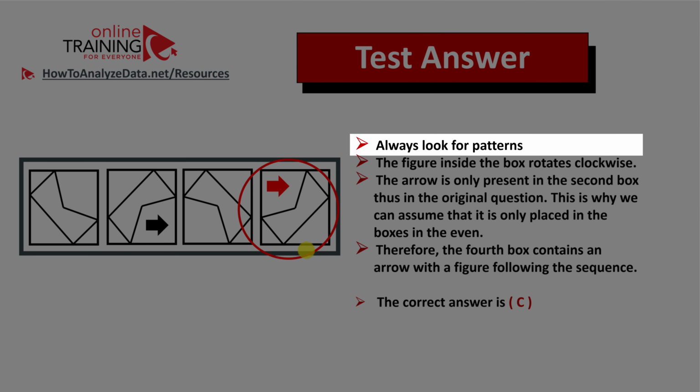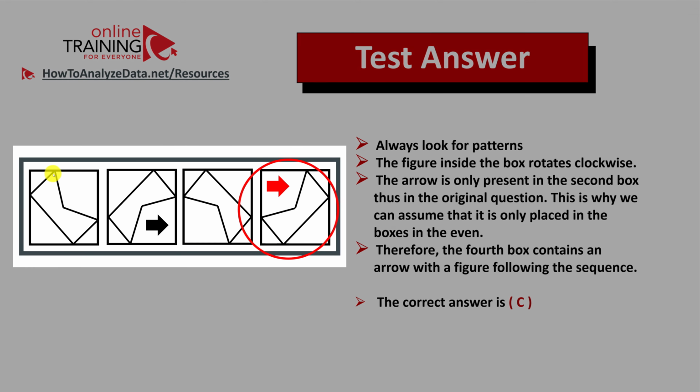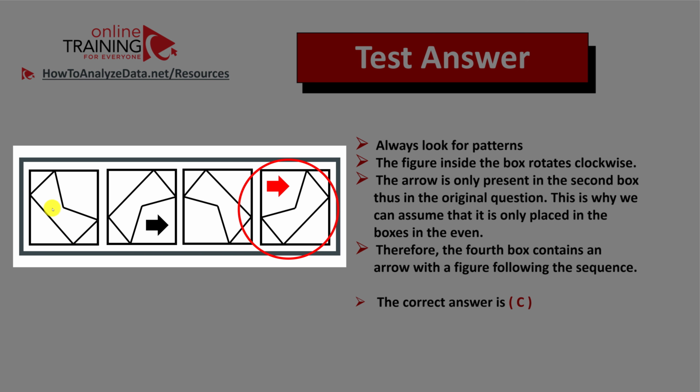Number 1 tip, and always a tip, is always look for patterns. So what you see is that the figure inside rotates clockwise. If you look at the corner of the shape, you will see that the corner was on the particular side of the square. It was on the left side. Now the same corner touches the top line of the square. And then in the 3rd box, it touches the right line of the square. Which means that you can logically assume that in the 4th box, it will be touching the bottom line.